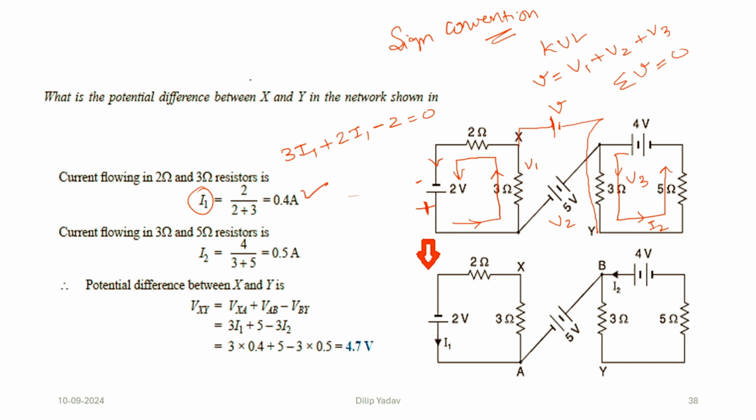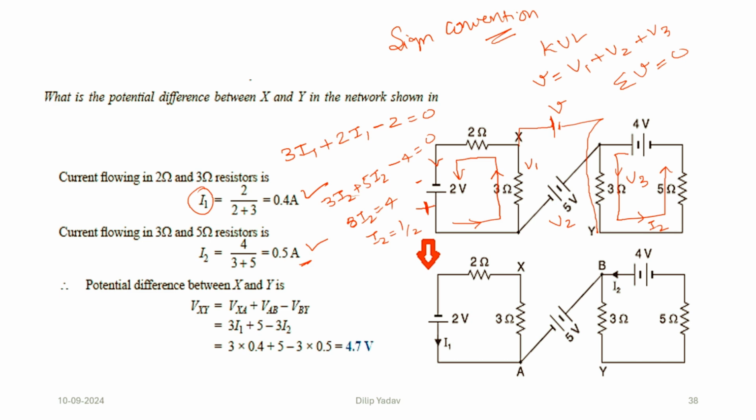So the I1 value was 0.4 ampere. Now coming to the second loop, we can see it is going from this point and coming to this. We can write it as 3 of I2 plus 5 of I2 minus 4 is equal to 0. So 5 plus 3, 8 I2 is equal to 4. So I2 is equal to 1 by 2, that is 0.5 ampere.